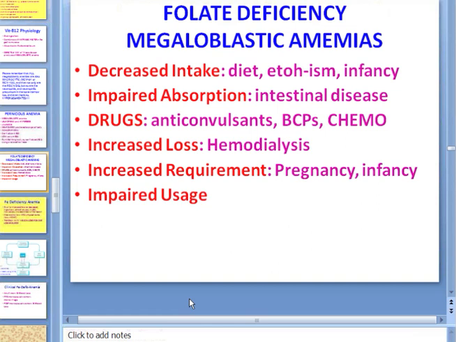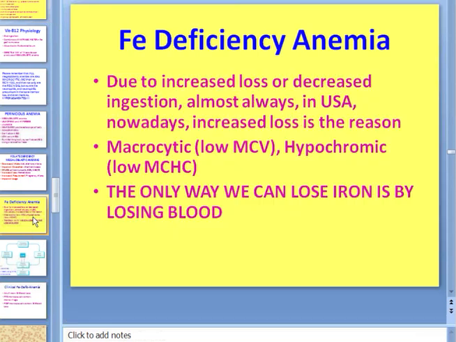And of course, if you're not absorbing the vitamin well, the folate doesn't have anything to do with the gastric mucosa, does it? Sometimes anticonvulsants, birth control pills, and of course, chemo will result in megaloblastic anemias because of a relative lack of folate. People on dialysis will have megaloblastic anemia. This is primarily blamed more on folate than B12. But for all practical purposes, if you think of them together, that's okay. So that was the first big category.